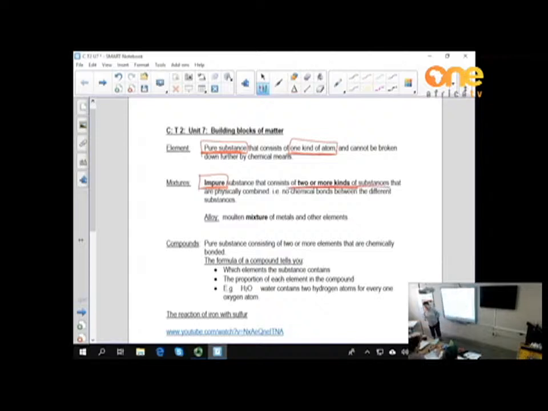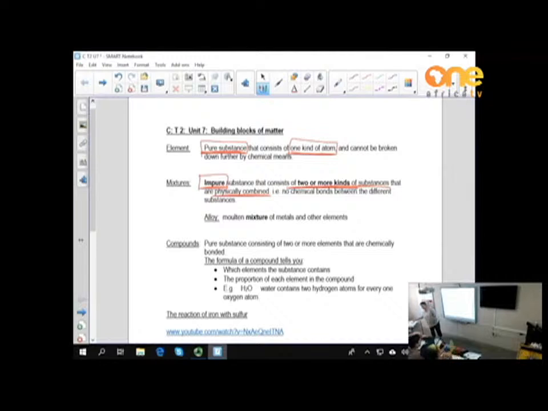Now, these substances can be elements and elements. All right, it can be elements and compounds, or it can be compounds and compounds. Do you understand? And it is in varying amounts, varying quantities. So we say then they are impure, two or more kinds of substances, and they are physically combined. In other words, there are no chemical bonds holding them together.